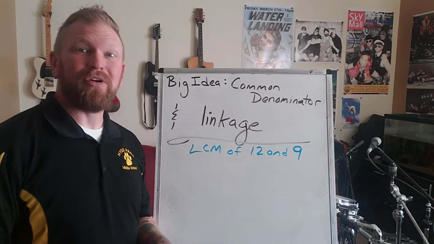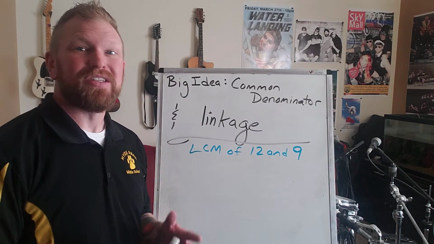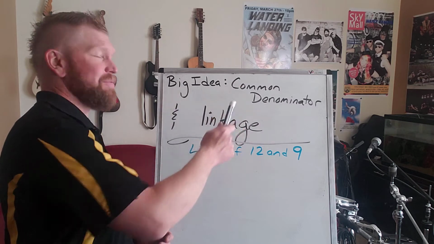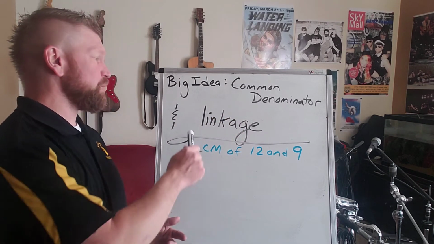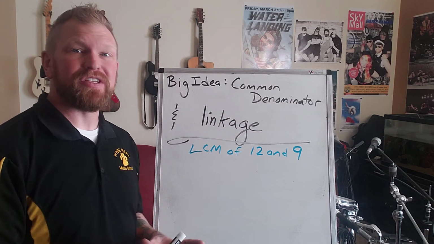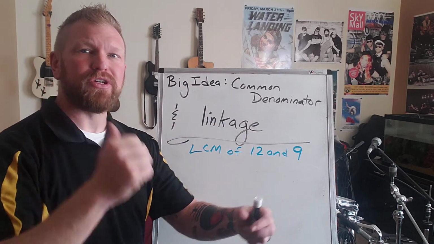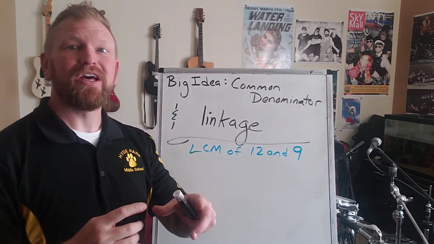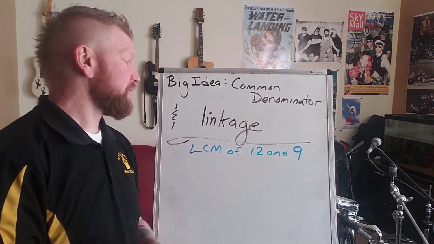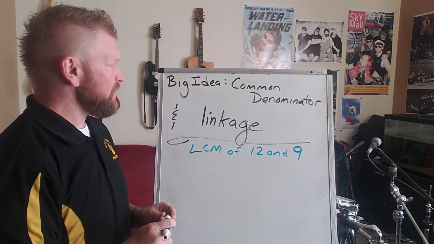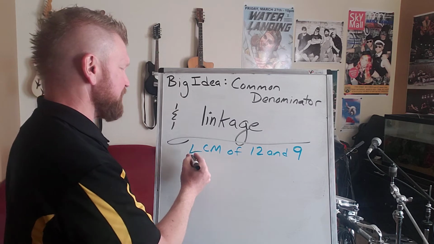This problem is almost identical to the last problem. Still, the big idea is a common denominator, and still we're talking about linkage. The difference is, in the last problem, we were taking a newer skill, linking it back to an older skill. This one is talking about taking a skill and linking it to a newer skill. Okay, so the skill is right now least common multiple, so LCM.